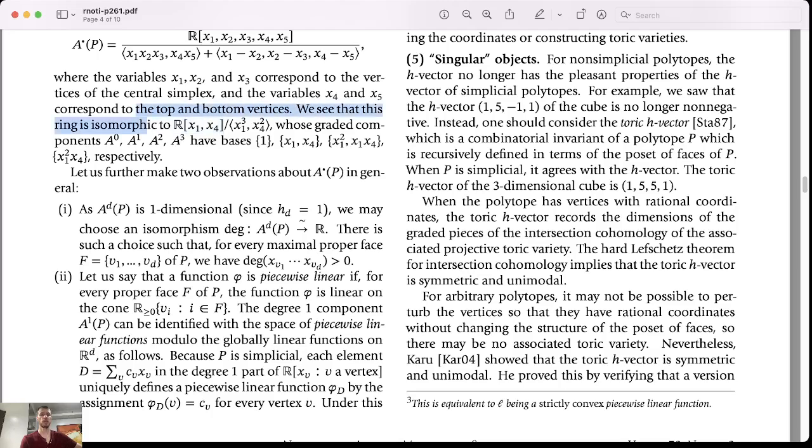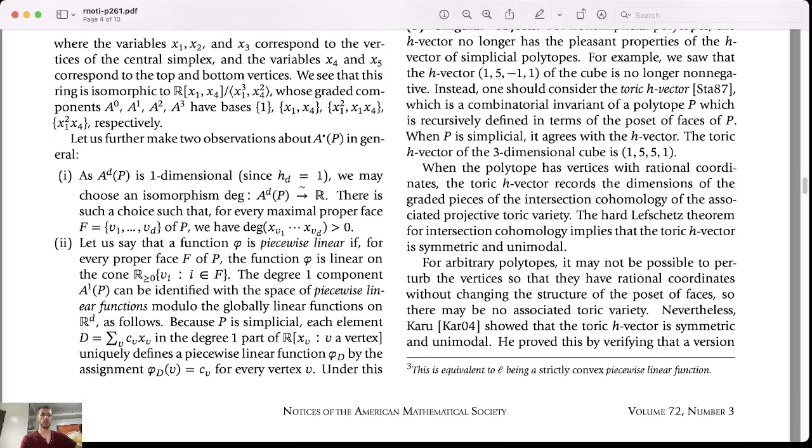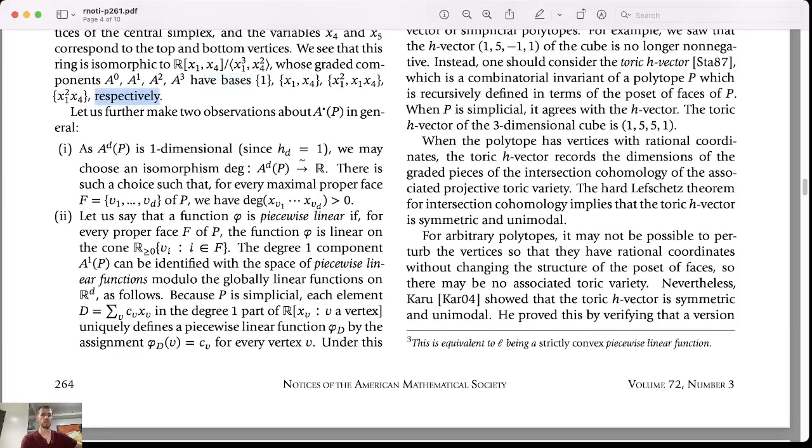We see that this ring is isomorphic to ℝ[x1, x4] modulo the ideal generated by x1³ and x4², whose graded components A^0, A^1, A^2, A^3 have bases {1}, {x1, x4}, {x1², x1x4}, and {x1²x4}, respectively.